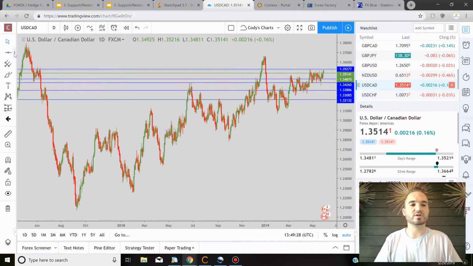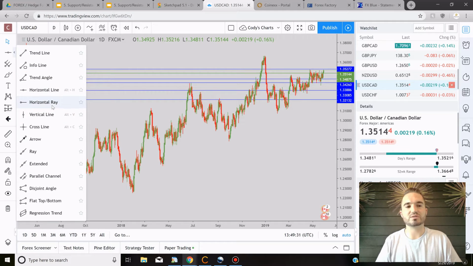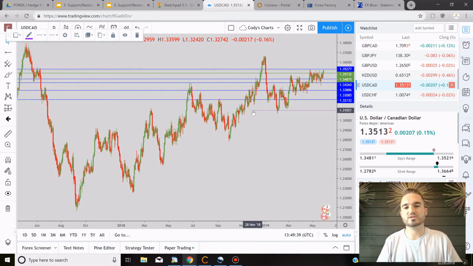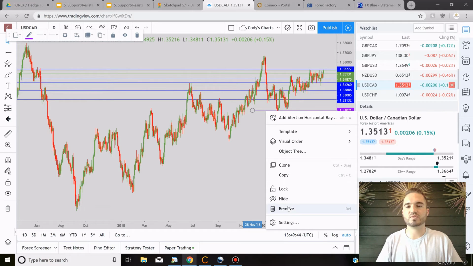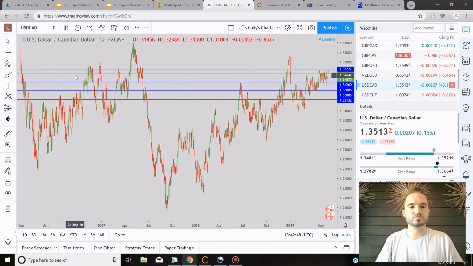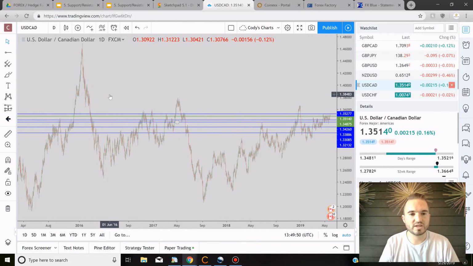Remember, the tool is up in here. I've been using it, so I'm pretty sure you understand, but it's just a horizontal line. A horizontal ray will be continuous from wherever you place it, instead of going back, which I don't like. I like seeing where it tests at all times.